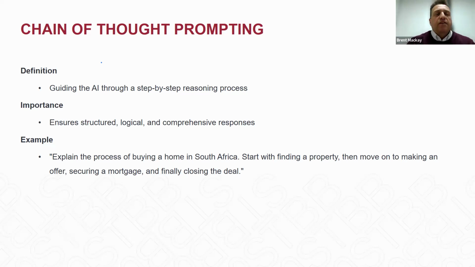And you can do this in a single prompt. So in this case here, it says, explain the process of buying a home in South Africa. Then you'll say, start with finding a property, then move on to making an offer, securing a mortgage, and finally close the deal. But essentially, that doesn't explain it that well. Essentially what you could do is start off by saying, as a prompt, let's just say, analyze the current market in this area and provide a summary of XYZ in that market. And then it provides the data on that.